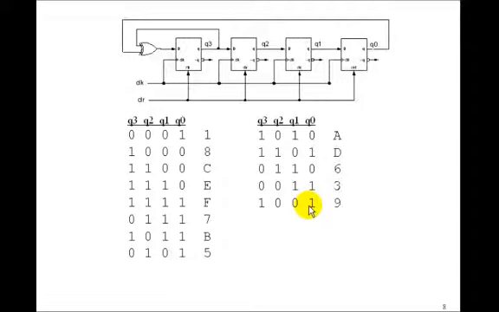1 exclusive OR with 1 is 0. 1, 0, 0 moves over. It's a 4. What's left? You see 0 exclusive OR with 0 is 0, so we have a 2, and 0 exclusive OR with 0 is 0, and we're back to 1 where we started. So we go 1, 8, C, E, F, 7, B, 5, A, D, 6, 3, 9, 4, 2.